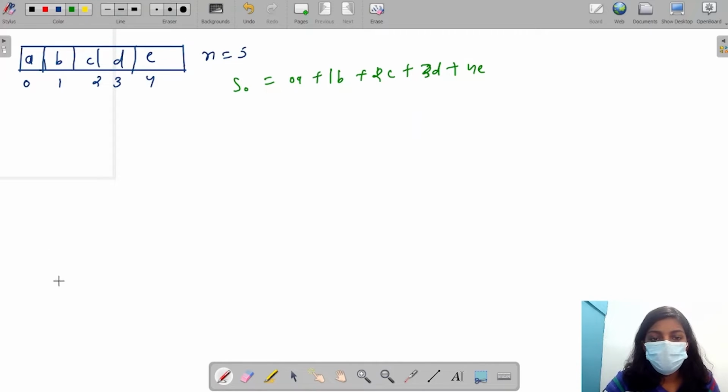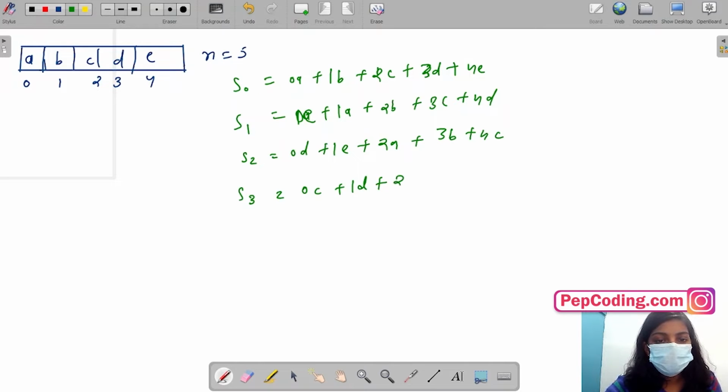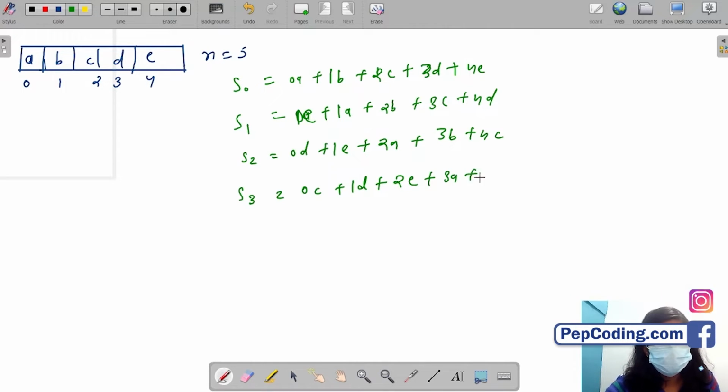Okay. So now my S1 will be equal to 0E plus 1A plus 2B plus 3C plus 4D. Right? Now my S2 will be equal to what? 0D plus 1E plus 2A plus 3B plus 4C. Right? S3 will be equal to 0C plus 1D plus 2E plus 3A plus 4B.